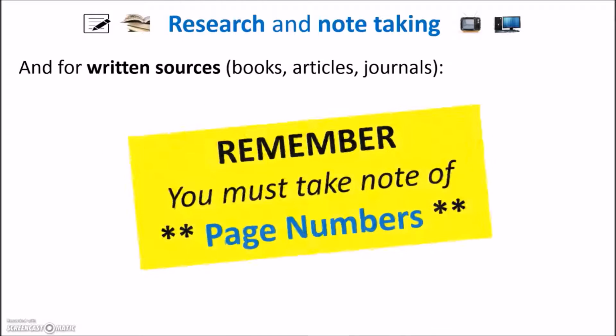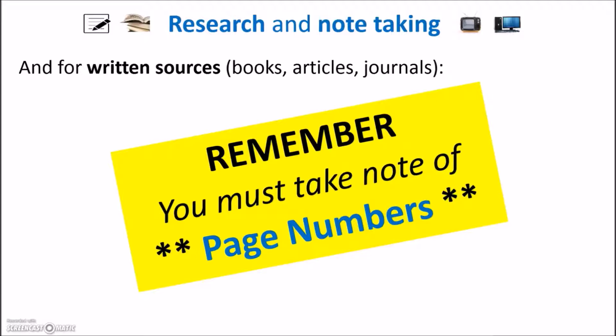For written sources, there's another thing you have to make sure you do when you take your notes. Quite simply, page numbers. Make sure that if somebody was to want to check up your research, they can easily identify it. Simply saying the name of a book or an author will be very difficult to find an individual fact if the book happens to be 300 or 400 pages long.